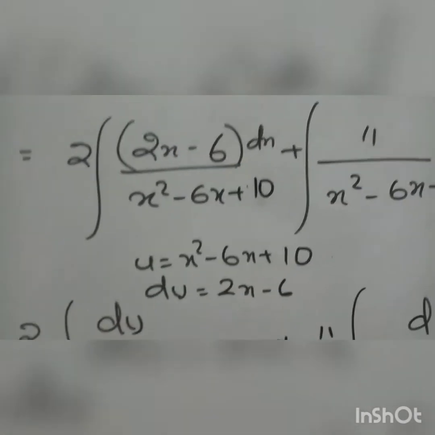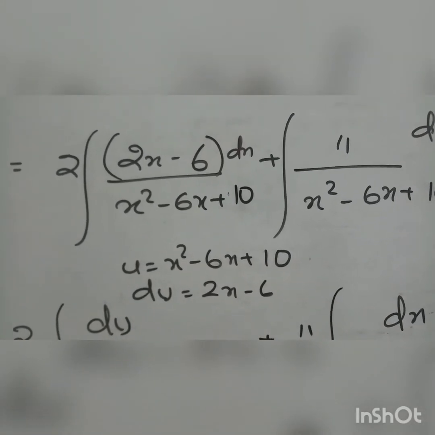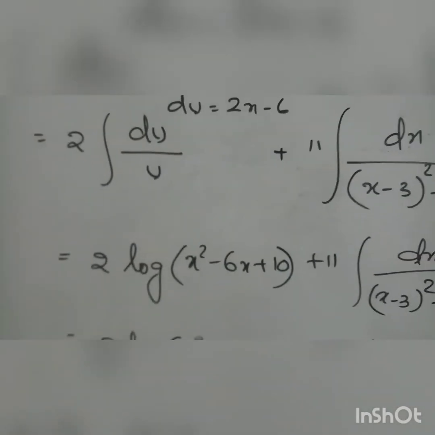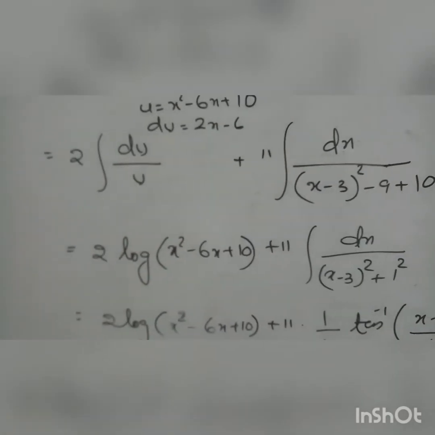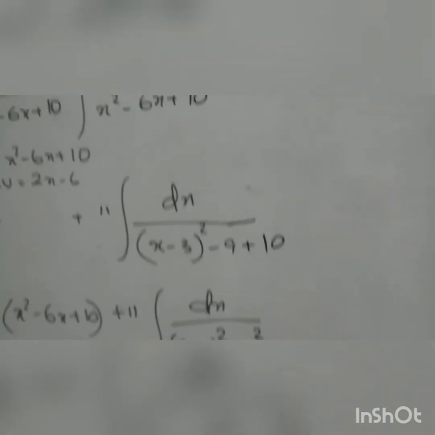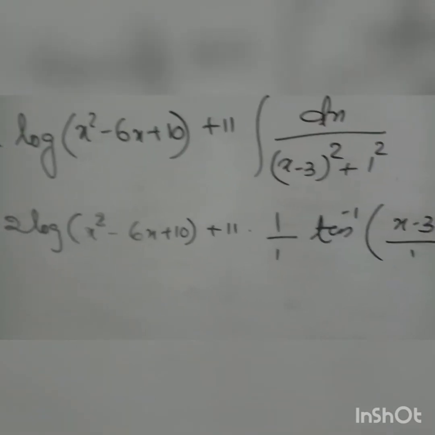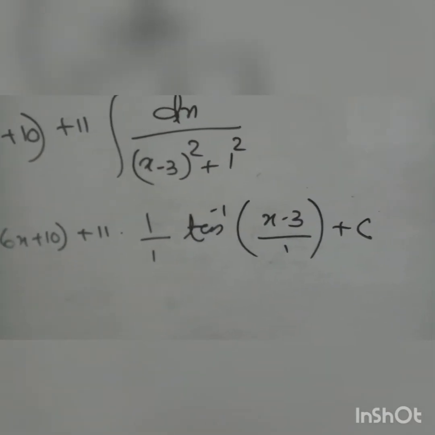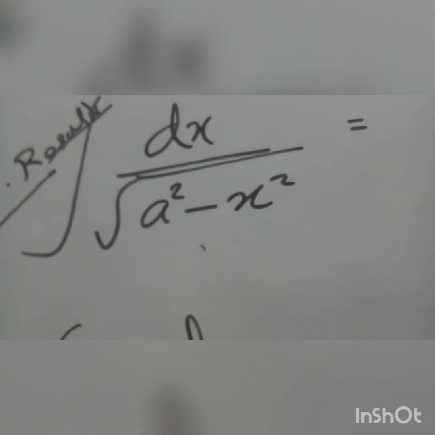And for the first part, you put u equal to x square minus 6x plus 10 and the numerator is its derivative. So the first part of that one is 2 into log of x square minus 6x plus 10, where 2 is a constant, and the second part is integral of x minus 3 the whole square plus 1 square, that is 1 by a tan inverse x by a. So the final answer is 2 log of x square minus 6x plus 10 plus 11 into tan inverse of x minus 3 plus c.